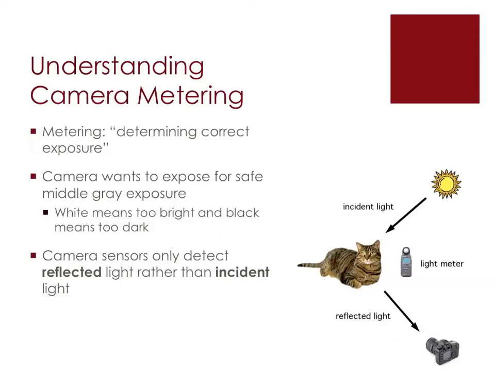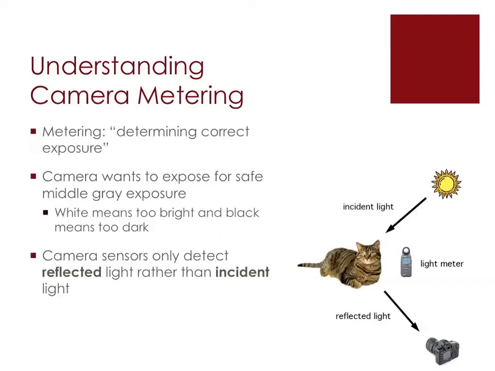The second thing you need to note is that camera sensors can only detect reflected light. Remember we talked about reflected light versus incident light last week, right? So it doesn't know how bright the fluorescent light in here is, it doesn't know how bright the sunlight is. It only knows how bright the light is when, if I'm taking a picture of you guys, it bounces off you and comes at me.